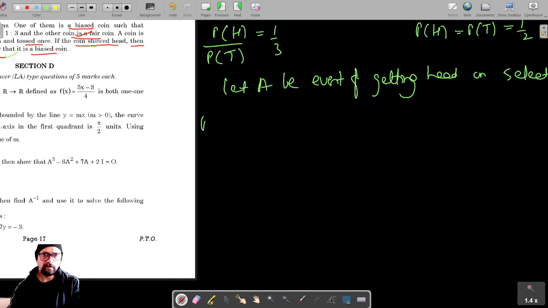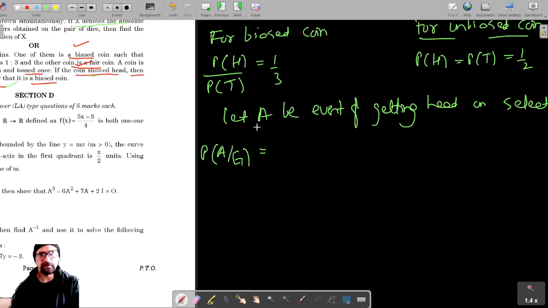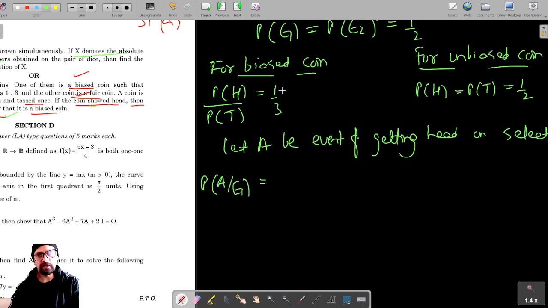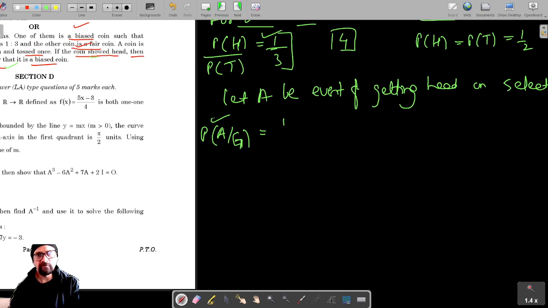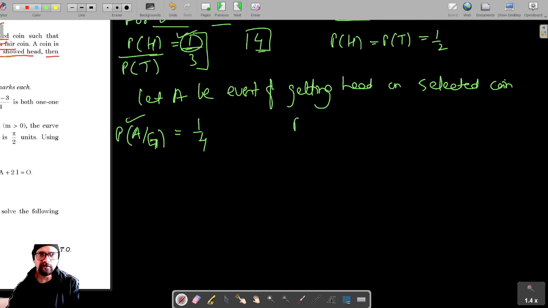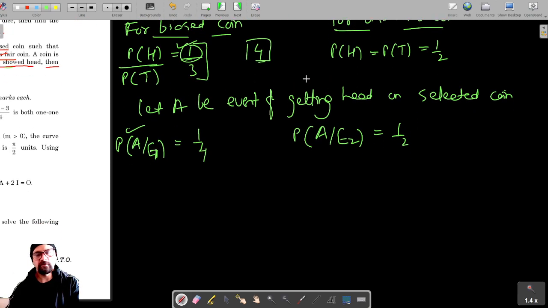Okay. Now the probability of getting a head if the first coin is selected. So the first coin is a biased coin, and we have total four cases here. Out of these four cases, we are getting head in one case. So the probability of head, if the first coin is selected, will be 1 by 4. Similarly, the probability of getting head when the second coin is selected is half, because it's an unbiased coin.